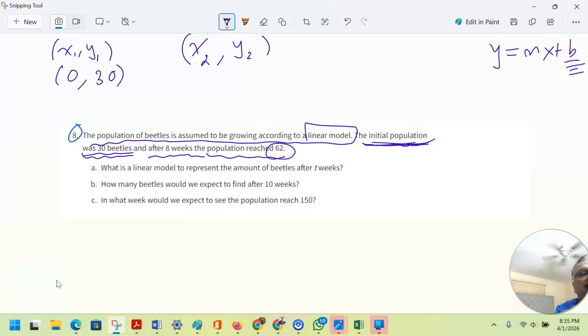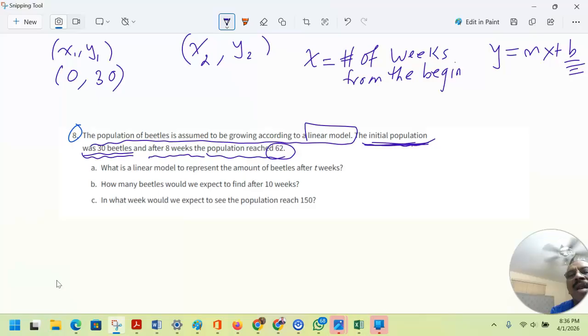So what is the meaning of x and y here? Let's define x as the number of weeks from the beginning. This is how you can write it. Instead of x, we could also use w. Sometimes we can use w.